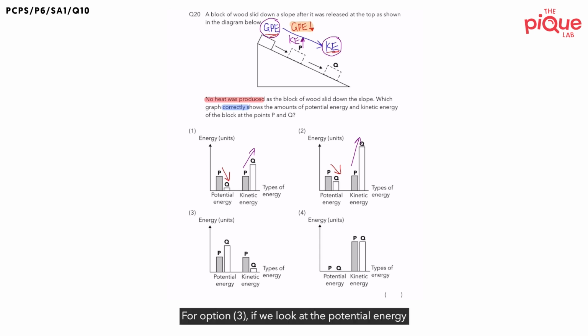For option 3, if we look at potential energy from P to Q, this time, did it decrease? No, so we know that this one must be wrong. Now, what about option 4?